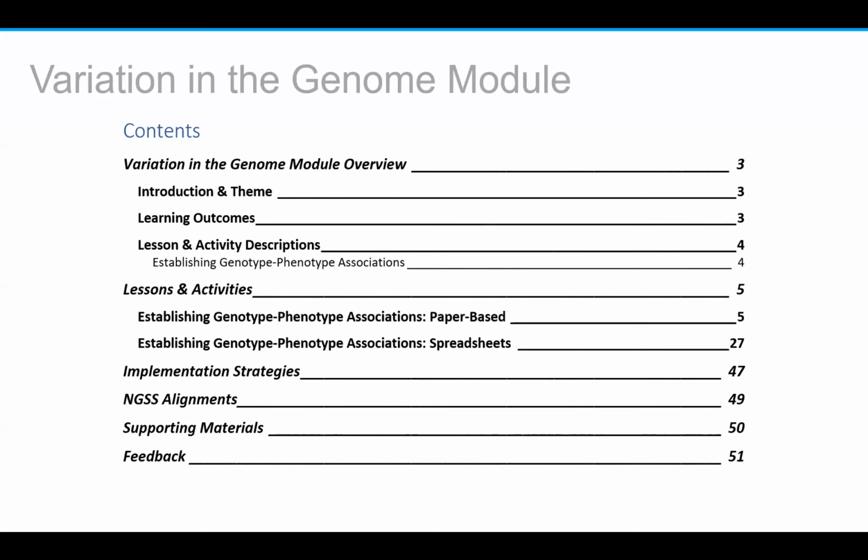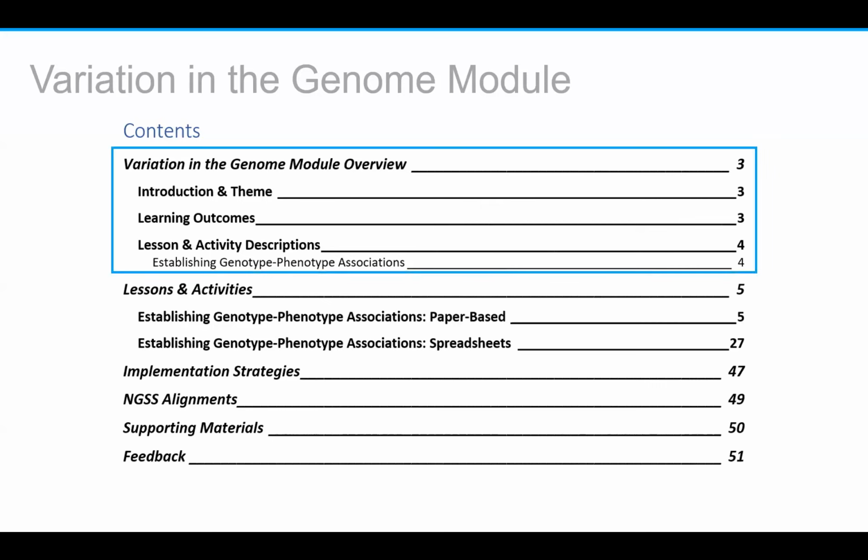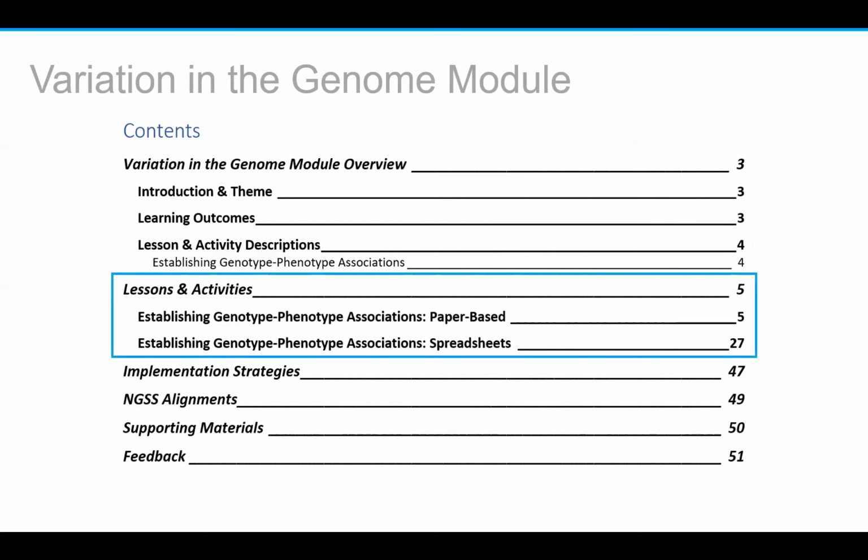This is the table of contents from the Variation in the Genome module teacher guide, so you can see the organization of the module and its components. To start, there is the introductory content, which includes learning outcomes for the module and descriptions of all the lessons and activities. The next section includes all of the materials for each activity.